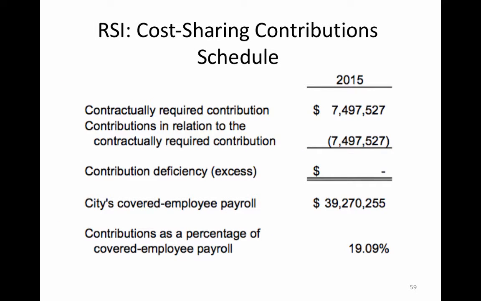For governments in a cost-sharing plan, they're likely to have contributions that are determined by statute or by contract with the plan, and so what they will show is their contractually or statutorily required contribution, what they actually contributed, the difference, if any, their covered payroll, and then a ratio of their required contributions divided by covered employee payroll.